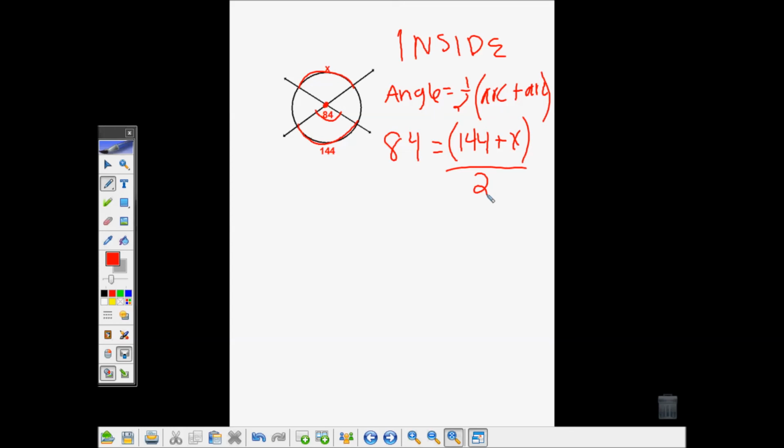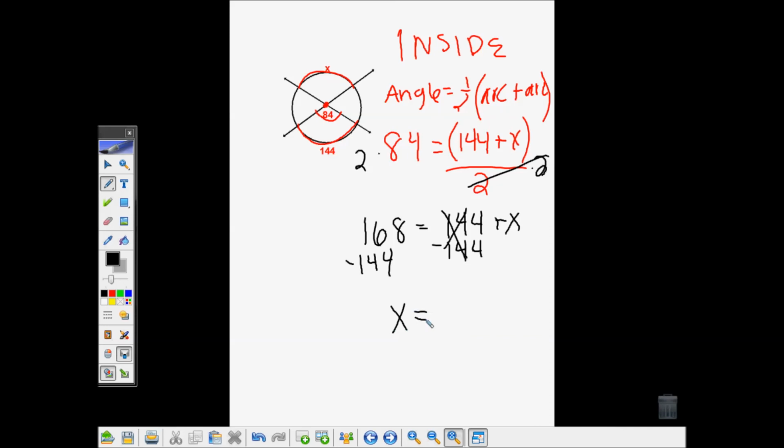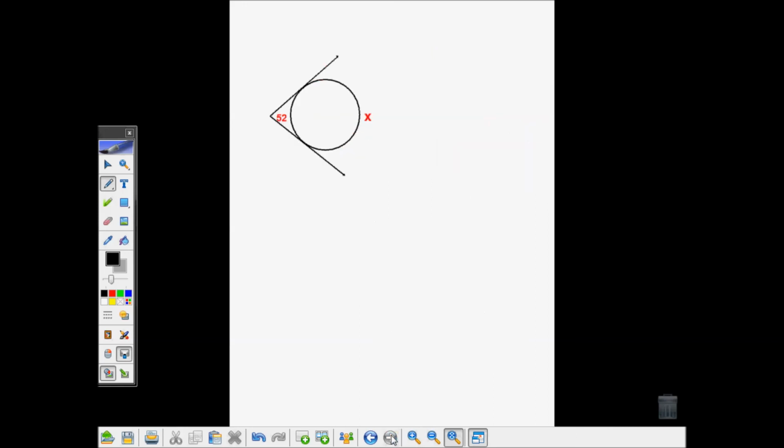First thing I need to do, multiply both sides by 2. I just want to get rid of that. 84 times 2, I get 168 equals 144 plus x. Here I'm just going to subtract 144 from both sides. We get x equals 24. All right, and we would be done with that one. So let's keep moving. Yep, this is the last one.